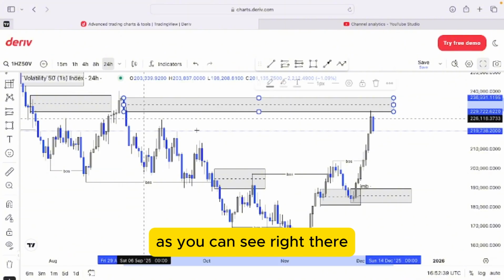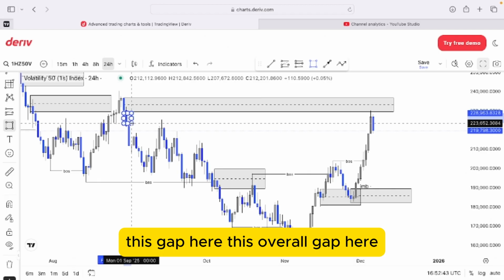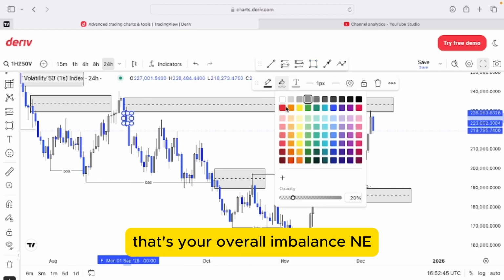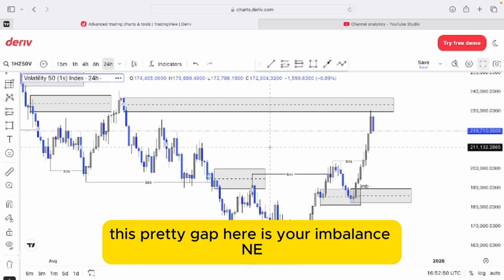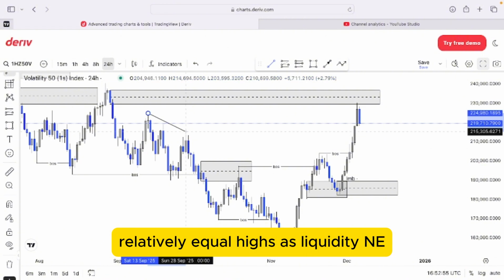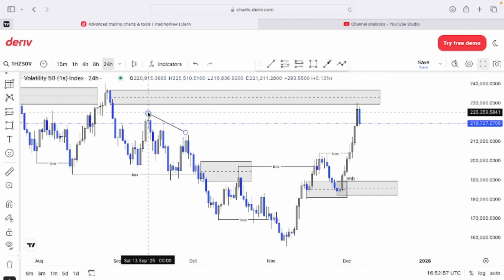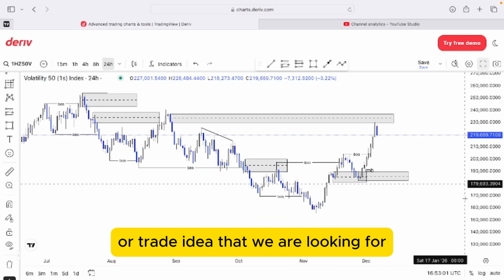As you can see right there, we also have an imbalance. This gap here, this overall gap here, that's your overall imbalance. For those who don't understand, this pretty gap here is your imbalance. And then this could be your slightly relatively equal highs as liquidity. Just like that, we have established an overall momentum or trade idea that we are looking for.